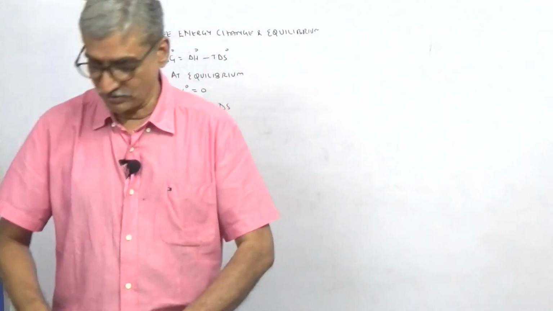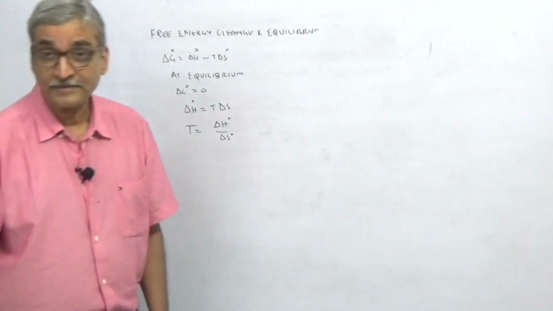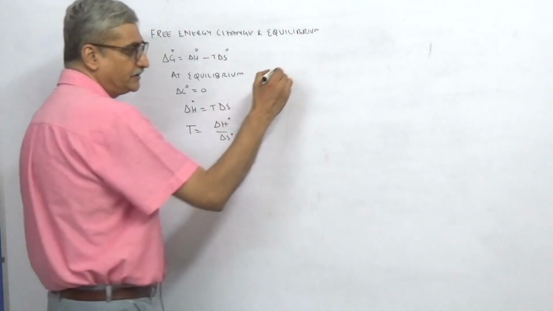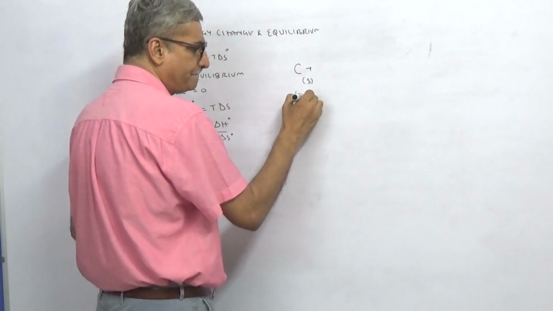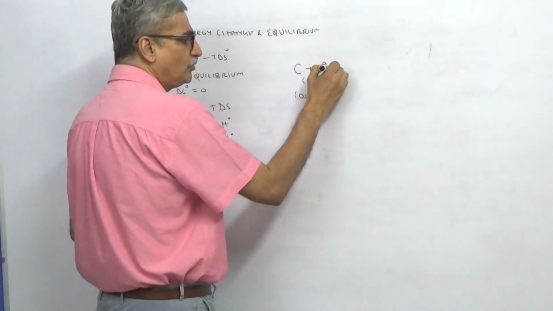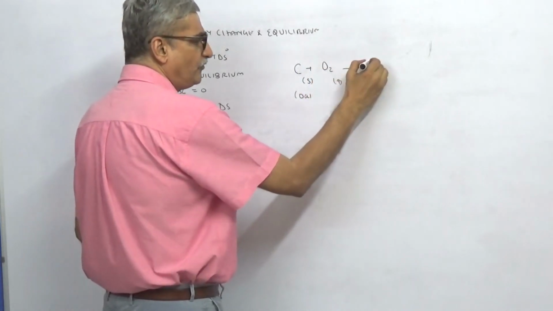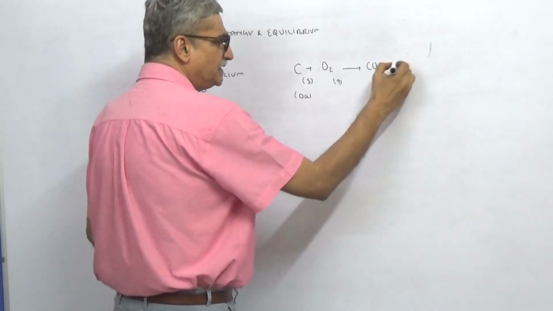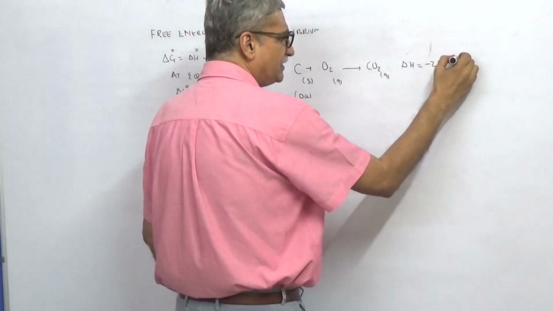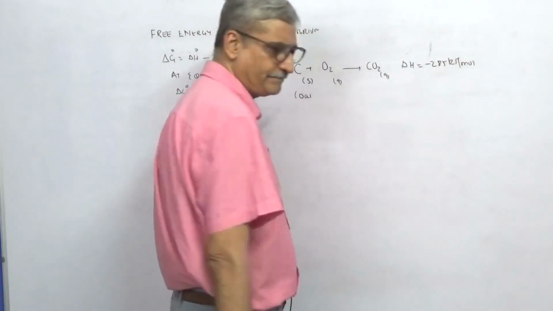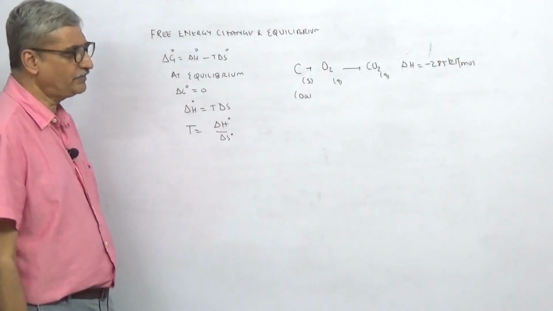You will say, sir, what is this you are saying? I will give you an example. We know that C, carbon solid, that is coal I am talking about, plus O2 oxygen gas forms CO2 gas. This delta H is around minus 285 kilojoule per mole.